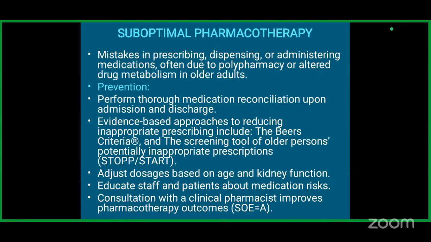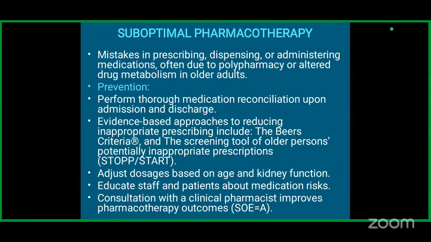Secondly, the evidence-based approaches for reducing inappropriate prescription include the Beers criteria and STOPP/START. Let's talk a little bit about this. The Beers criteria is a guideline developed by the American Geriatrics Society to identify potentially inappropriate medications in older adults. It consists of a list of medications to avoid in older adults due to the high risk of side effects or low benefit-risk ratio. One of them is famous, the anticholinergics, and others.